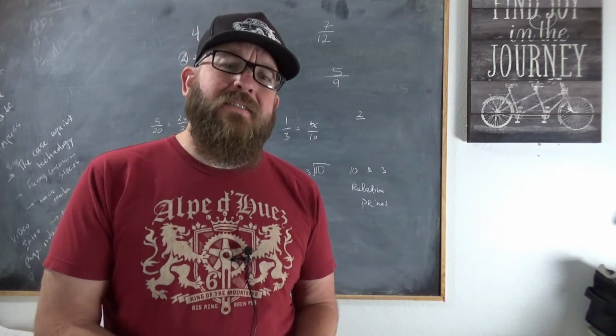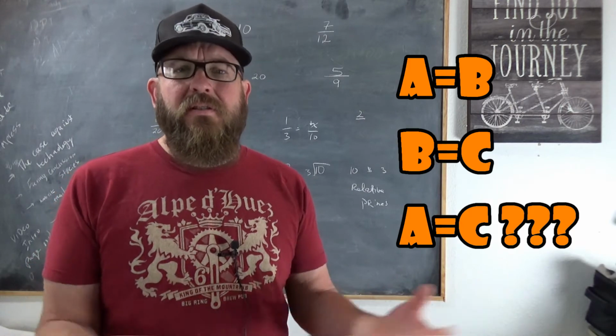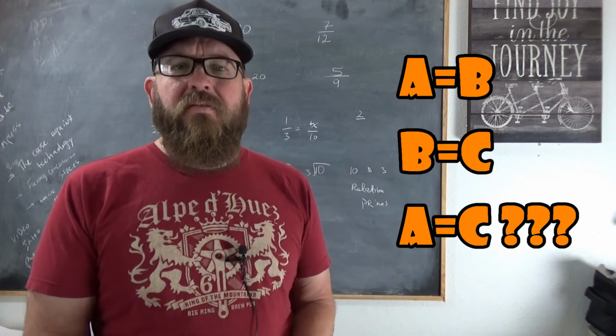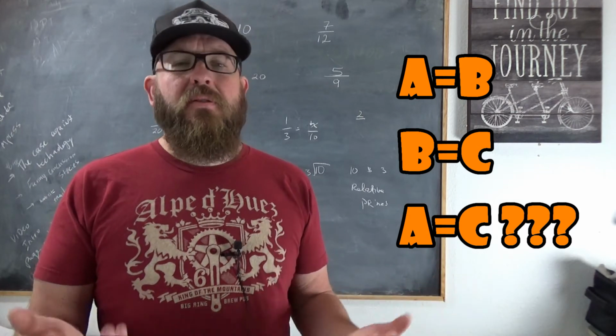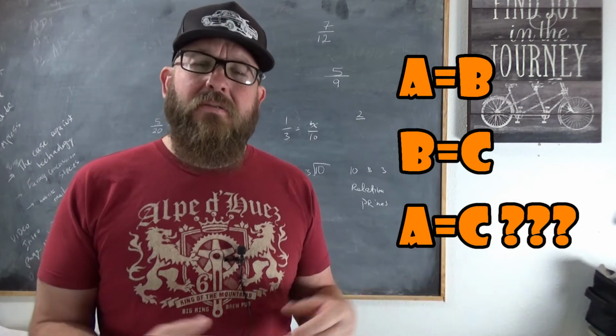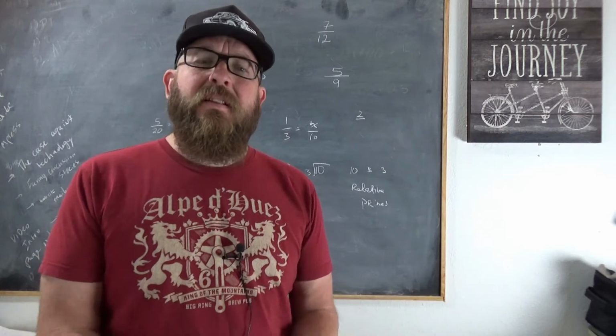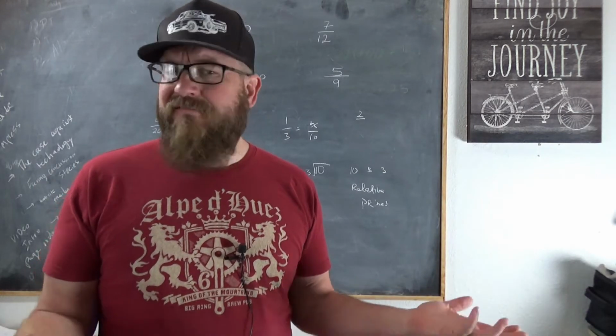And then you can talk about axioms, things that you just take to be true because they're self-evident. Like if A equals B and B equals C, then does A equal C? How do we know? Is that something that's true? Is it something that was invented?